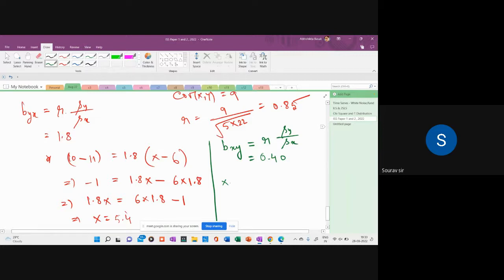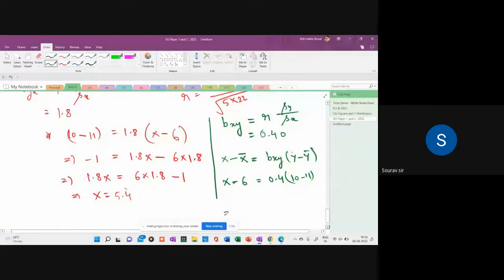Then the equation will be x minus x bar is equals to bxy into y minus y bar. So x we need to find, x bar is 6. This is 0.4 into 10 minus 11. So it is going to be x equals to 10 minus 11 is minus 0.4. So basically minus 0.4 plus 6. So it's going to give me 6 minus 0.4. So it's 5.6 approx.